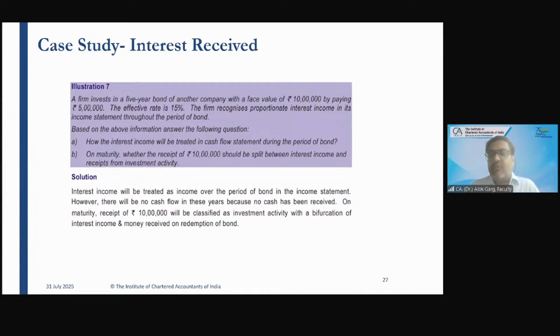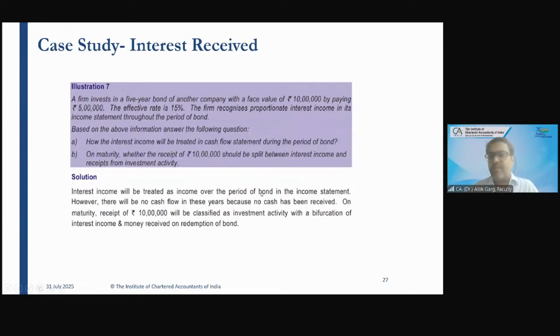सो वाई लेस करोगे? बिकॉज इन इनडायरेक्ट मेथड यू आर स्टार्टिंग विद द प्रॉफिट बिफोर टैक्स, राइट? Yes, sir. और ये जो 1 लाख रुपए की इनकम है, ये प्रॉफिट बिफोर टैक्स के अंदर ऐड होगी, करेक्ट? Yes, sir. तो आप इसको क्या करोगे? लेस करेंगे सर. लेस करेंगे इसको, ठीक है ना?